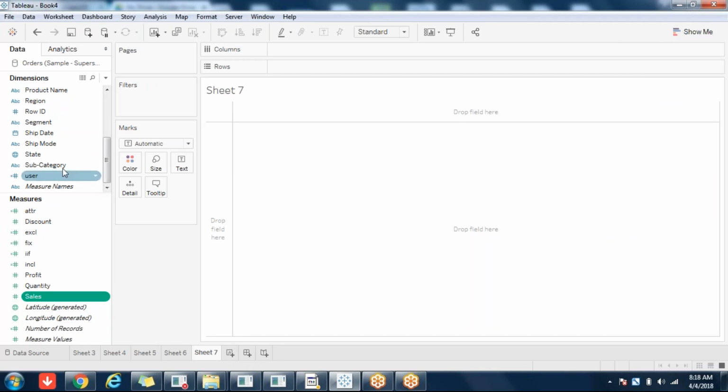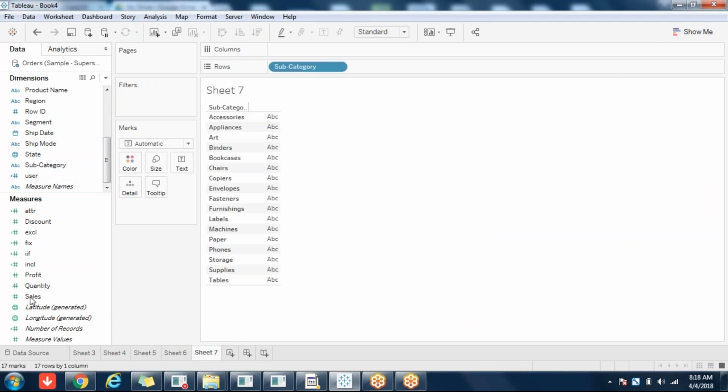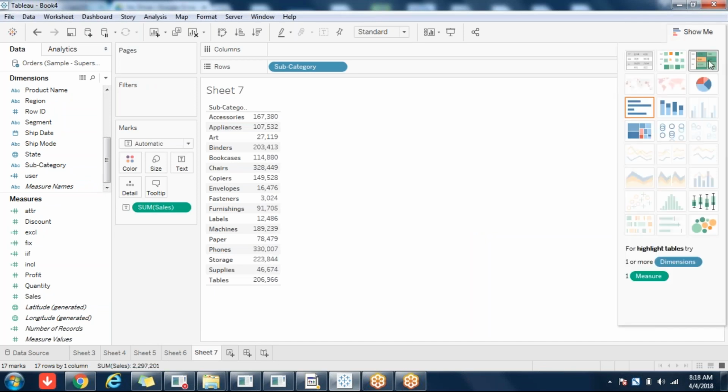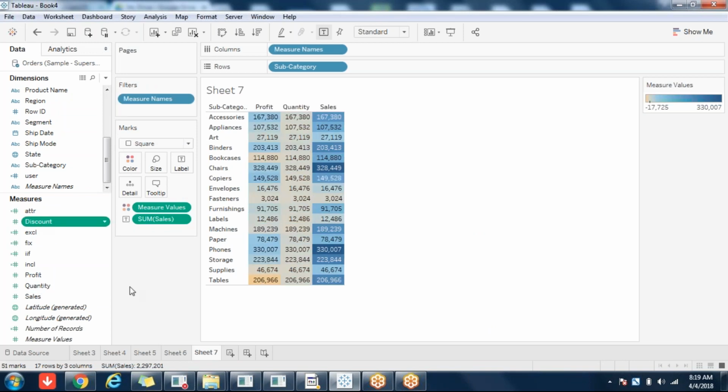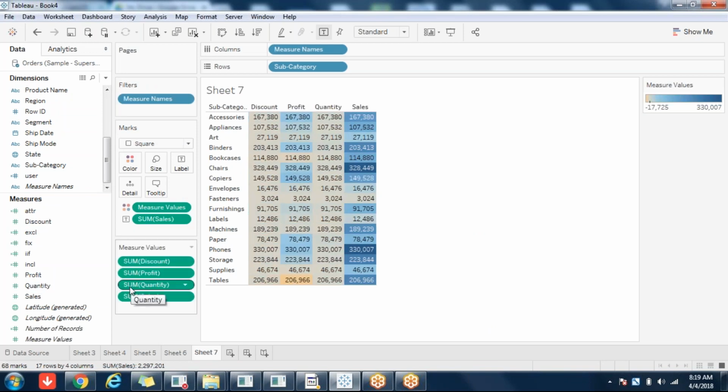Now what I'll do, as usual, I'll just click there. So I'm showing it here and I'll directly go there and click on highlight table, right? Maybe I'll add some more measures, let's say like this. This is what I'll do. Now what do you understand from this chart?